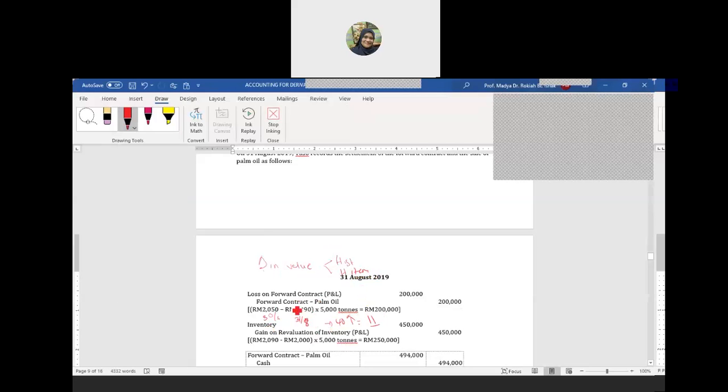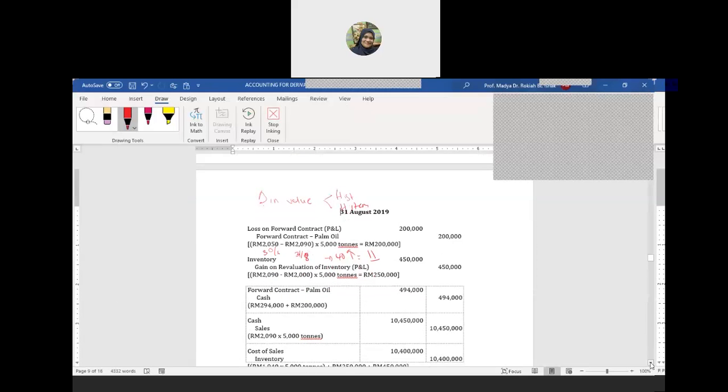Right? So you're going to debit a loss again and then forward contract 200. Okay, and then the second journal entry, you need to prepare for the changes in the value of your inventory. So the value of your inventory on 31st August is 2090. And then on 30th of June, the value is only 2000.